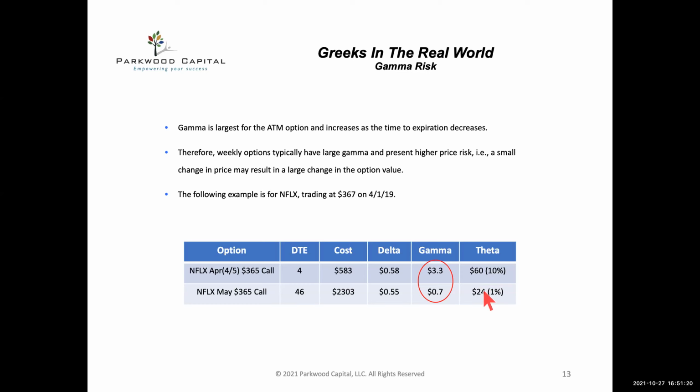And you say, well, that's a lot larger. Well, it's even worse than that because the weekly option didn't cost near as much. 10% of the value lost in 1 day. So if this thing doesn't move the way you want, you're in trouble. It gets ugly in a hurry, compared to 1% of the value decaying in 1 day. So this is where you look for gamma being small. And if you see gamma increasing, it's warning you that you're getting onto a more sensitive part of that risk reward curve.